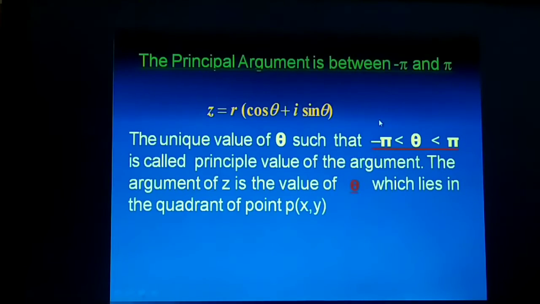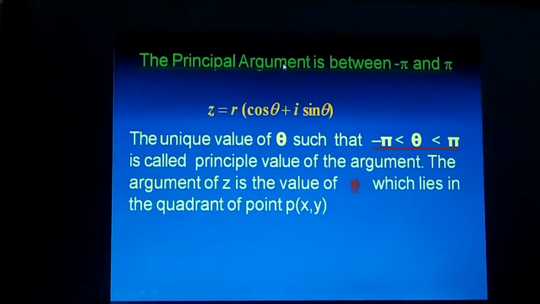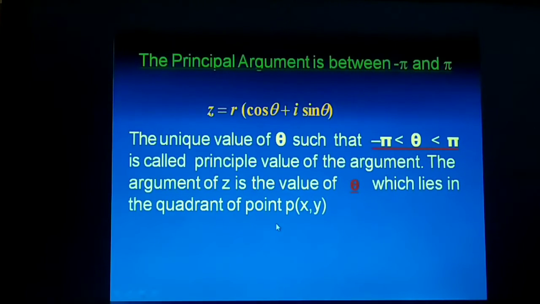But what is the principal argument? The principal argument is defined between minus pi to pi. When z is equal to r (cos theta plus i sin theta), it is the polar form. Then the unique value of theta such that minus pi less than theta less than or equal to pi is called the principal value of the argument. The argument of z is the value of theta which lies in the quadrant of the point (x, y).